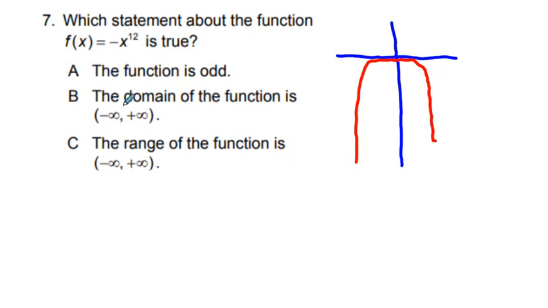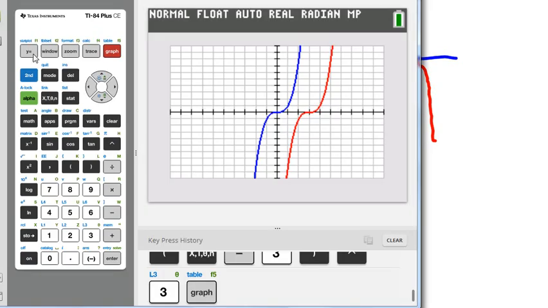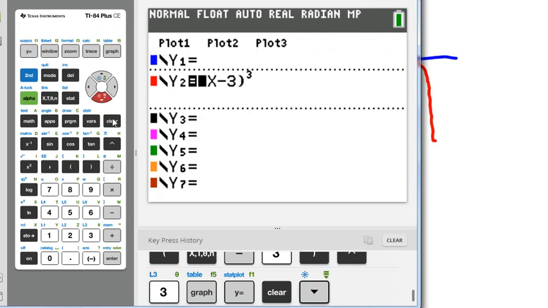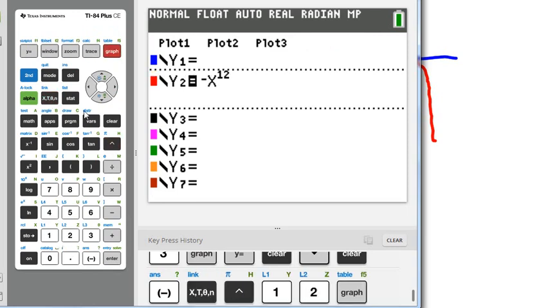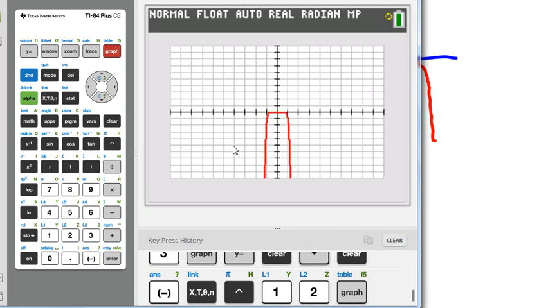I didn't draw it very well, but which is true? Well, the domain of all polynomial functions is exactly this, all real numbers. So that has to be true. The range is not unlimited. That's not true. The function is even, not odd. So B is our correct answer. And then to verify in the calculator, in case you had any doubts, negative x to the power of 12, this is what it looks like. See, it almost squares off here along the x-axis.